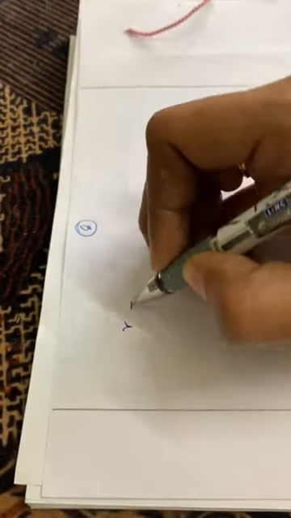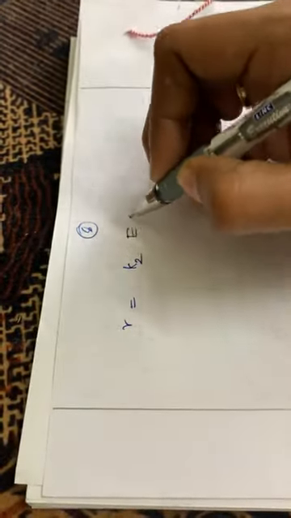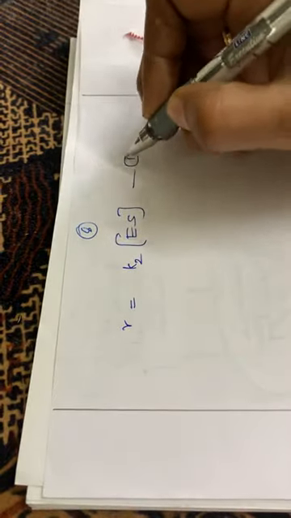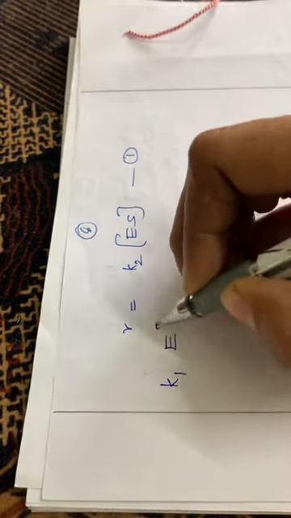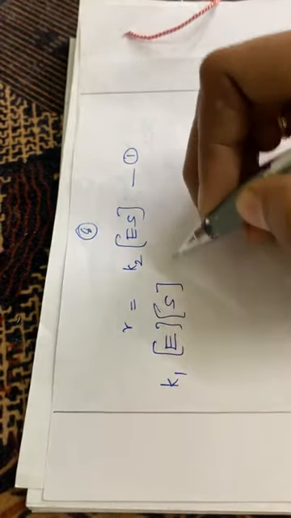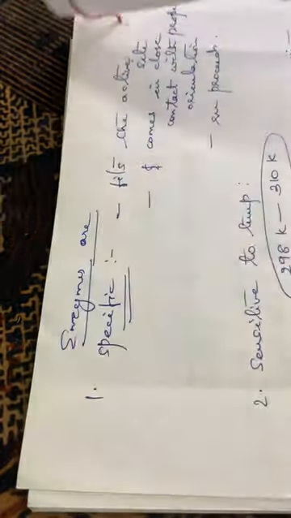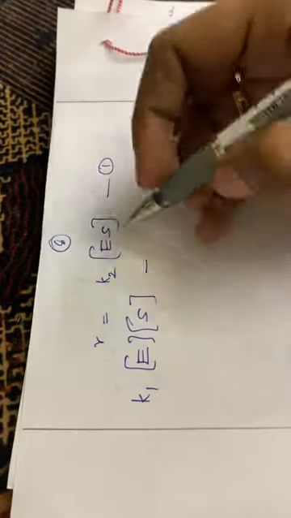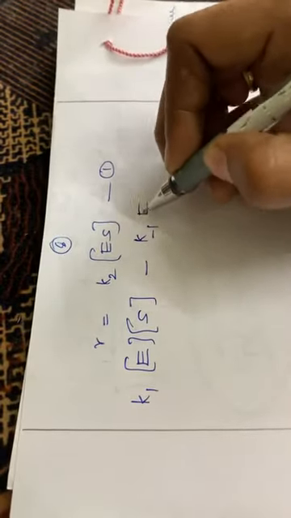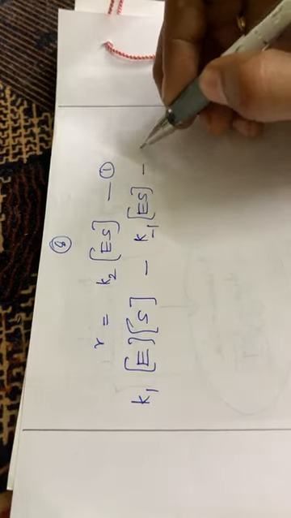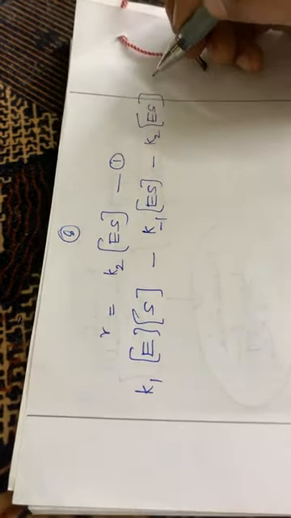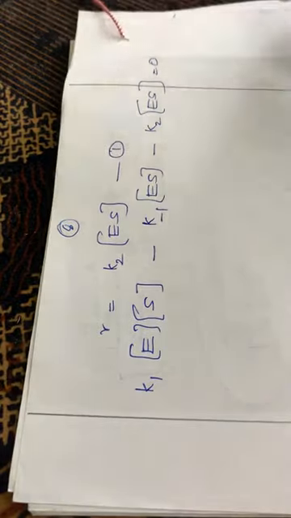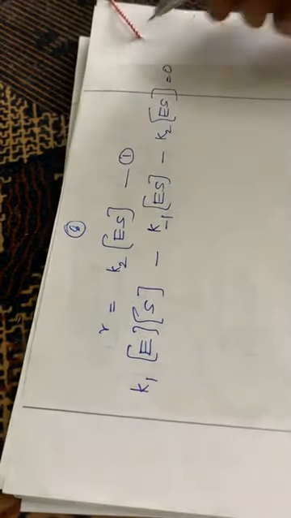That means the rate is equal to K2 into ES. That is the first equation. And the second equation is K1 into E into S minus K inverse into ES minus K2 into ES is equal to 0. Okay, so this is the second equation.